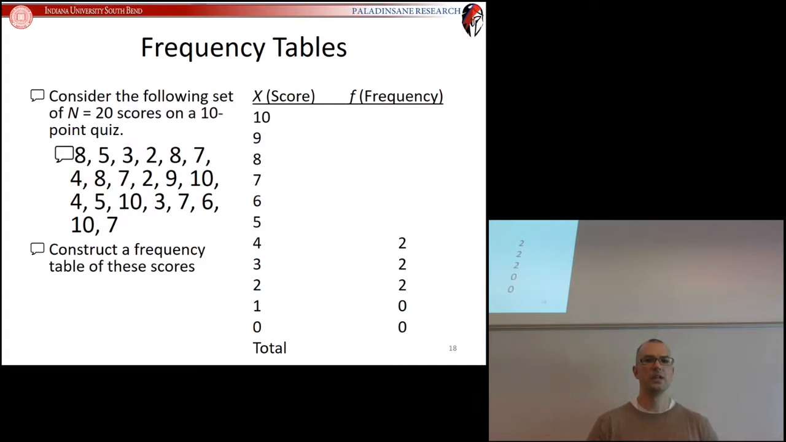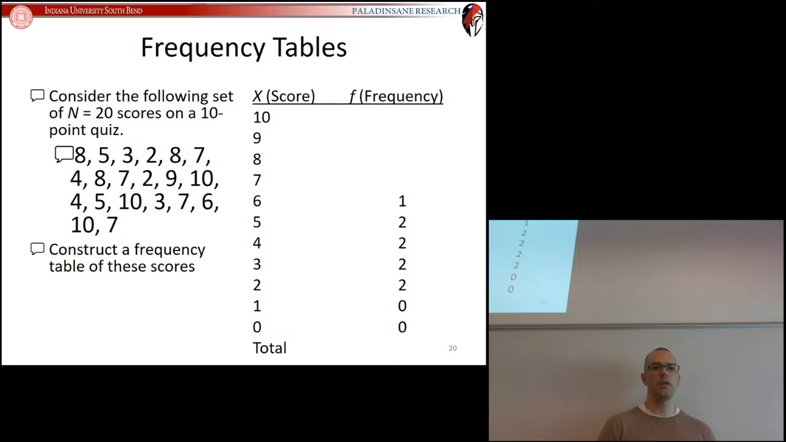For 5s, we got 2 5s. So once again, the frequency for a score of 5 is 2. For 6s, we just have the one person that scored 6 out of 10. So that frequency is a 1.